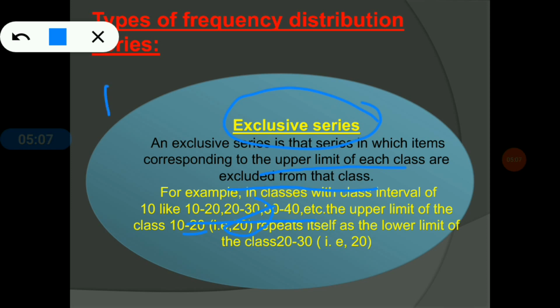So the first class is 10 to 20. 20 is the upper limit. The upper limit of each class is excluded from that class because the next class starts from 20 to 30. That means 20, the upper class limit of the class, repeats itself as the lower class limit of the next class. That's why this series is known as the exclusive series. I think that is clear.